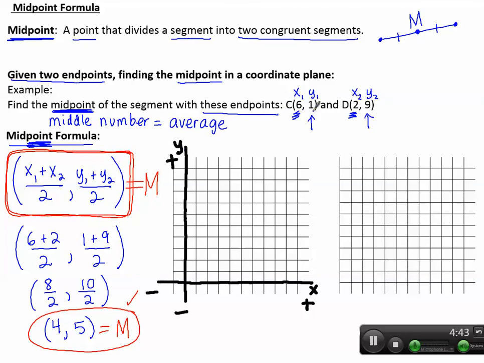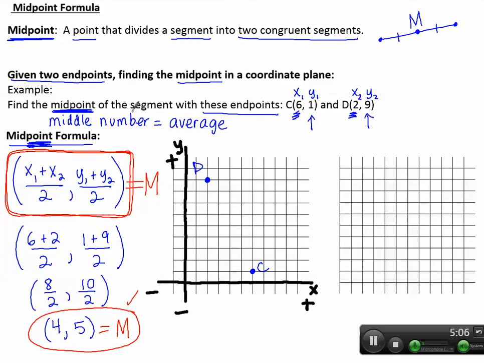C is (6, 1). So from the origin, 1, 2, 3, 4, 5, 6, and up 1. This is point C. Point D is (2, 9). So from the origin, 1, 2, and then up 1, 2, 3, 4, 5, 6, 7, 8, 9. Here is point D.